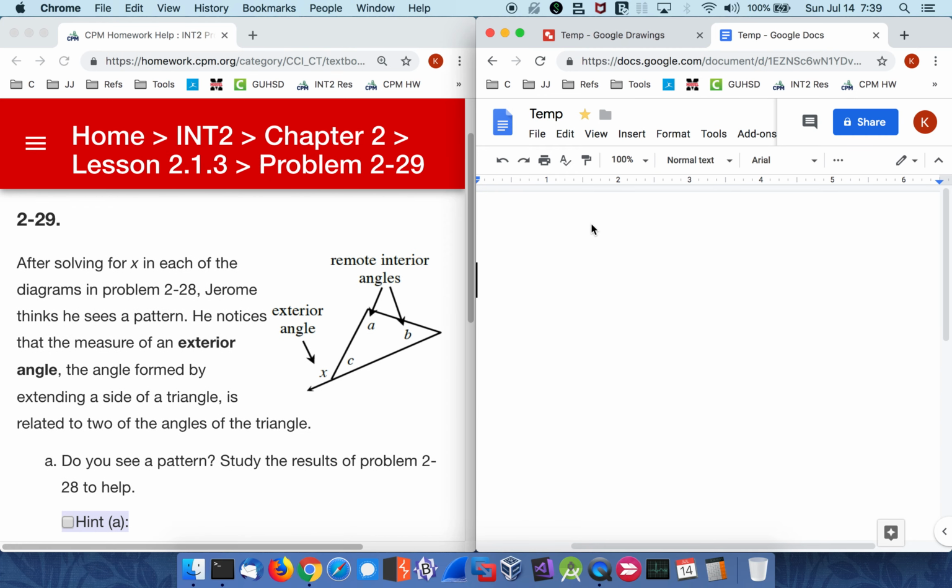Okay. Alright. So let's go ahead and prove it. So let's write the conjecture, I guess, first. So we kind of suspect that x is maybe equal to A and B, but let's go ahead and see if we can prove it.